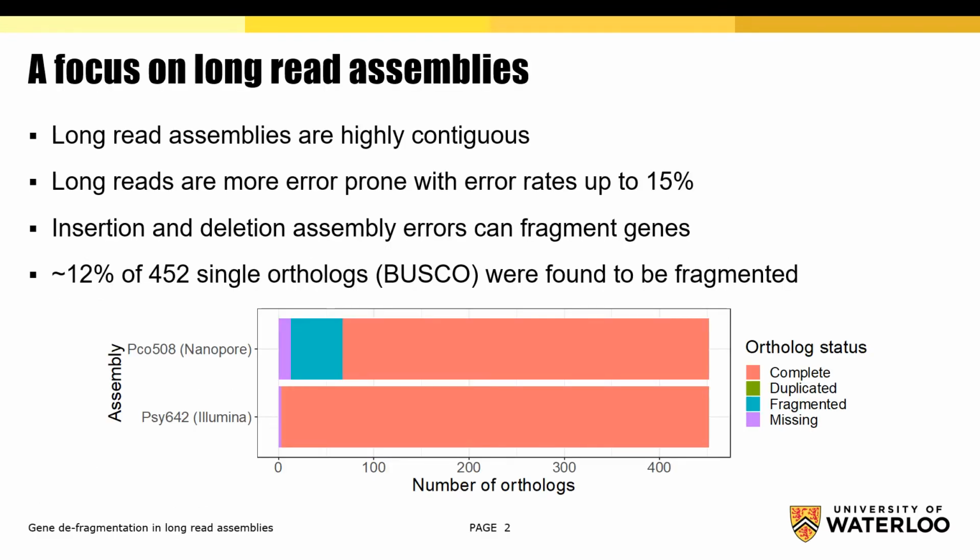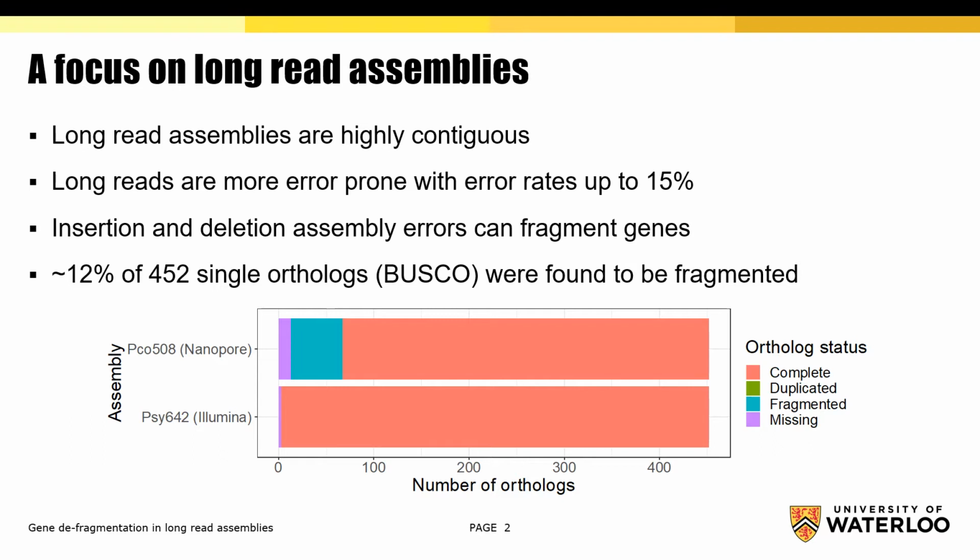So for our work, we decided to focus on long-read sequencing because the assemblies that were generated from these reads can produce highly contiguous sequences, unlike their short-read counterparts. But like many other researchers have encountered, these reads are highly error-prone and can have error rates upwards of 15%. And many of these errors are actually insertions and deletions, which can introduce frame shifts, as well as premature start and stop codons, leading to fragmented genes in downstream analyses.